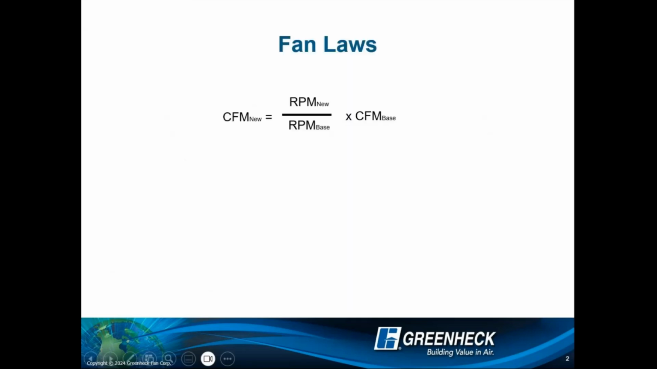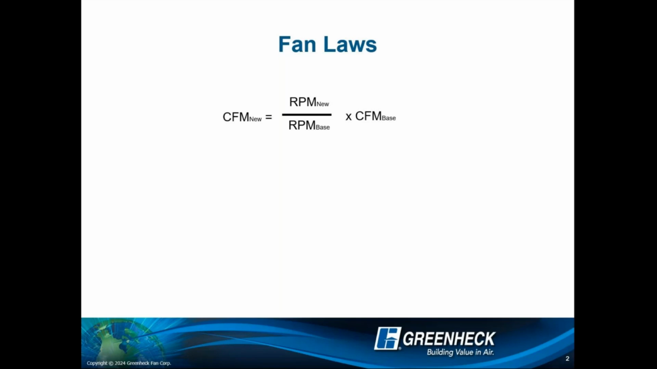Let's start out with the fan laws, right? So fan laws are really important. What it allows me to do is take a data set, whether it's a test and balance report or data from a manufacturer, and take a starting point and translate that to what I need in the future, whether it's more air or different RPMs. So fan laws are really foundational and they help build fan curves.